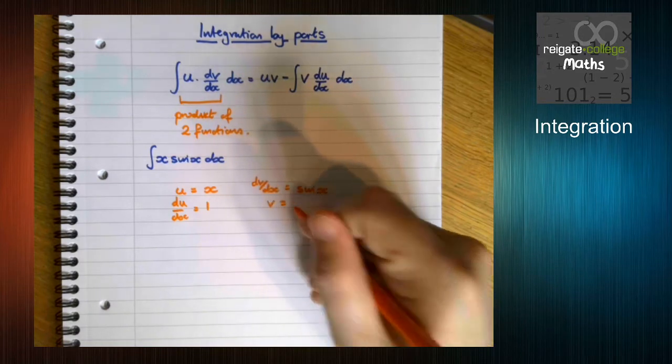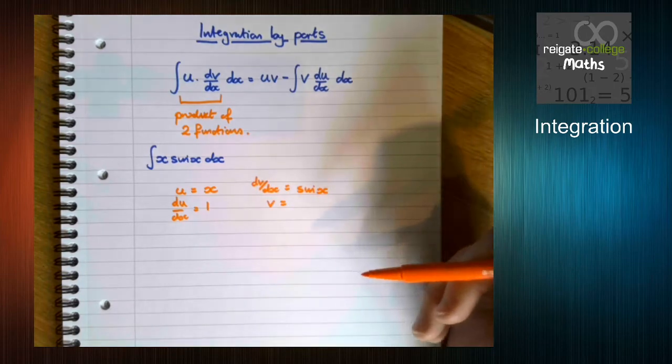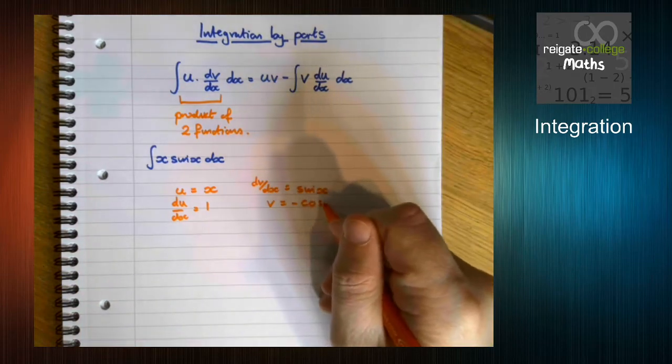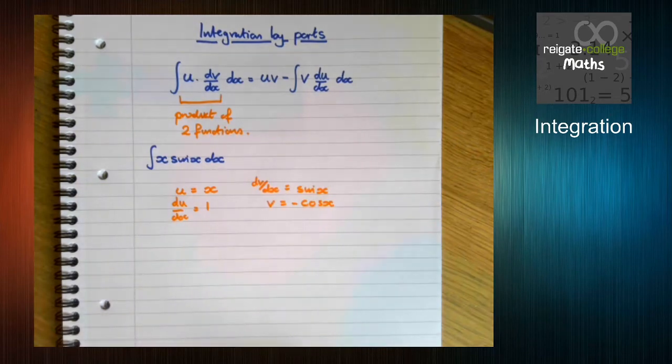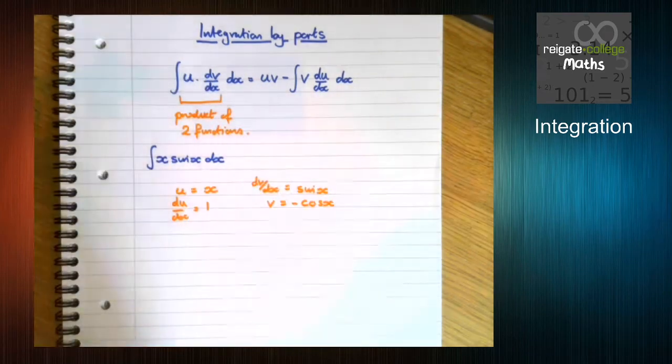How do I get v? I've got dv by dx. I need to integrate to get v. And this is where, again, it differs from the product rule and the quotient rule. You need to integrate dv to get v, whereas with the other two rules, you differentiate v to get dv. So do be careful when doing these questions that you're going the right way and doing the right operation. Because once you've got this, it's just a case of using the formula.